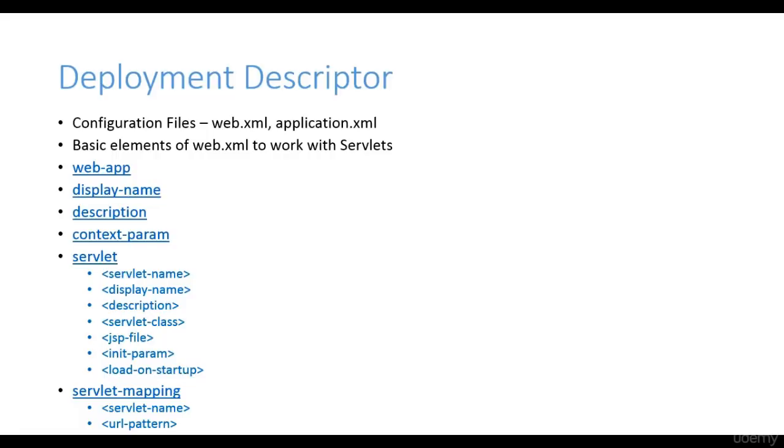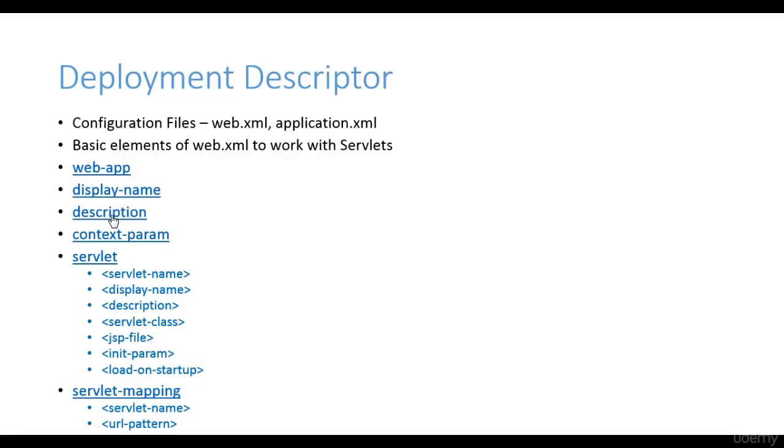Let us look at the web.xml for a basic servlet and understand different elements of web.xml. Web-app is the root element pointing to the XML schema for the servlet version 3 deployment descriptor. Display name is an optional element that specifies the web application display name, a short name that can be displayed by GUI tools. Description is also an optional element that provides descriptive text about the web application.